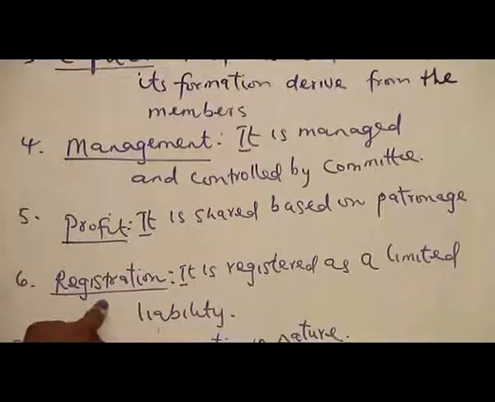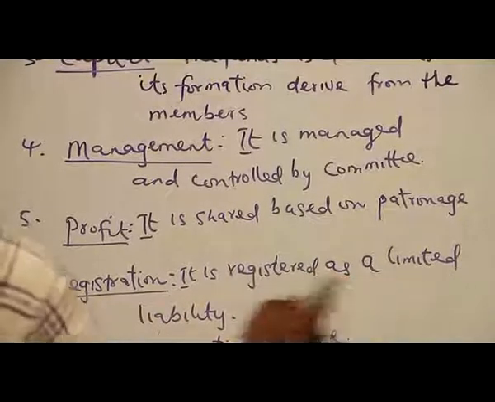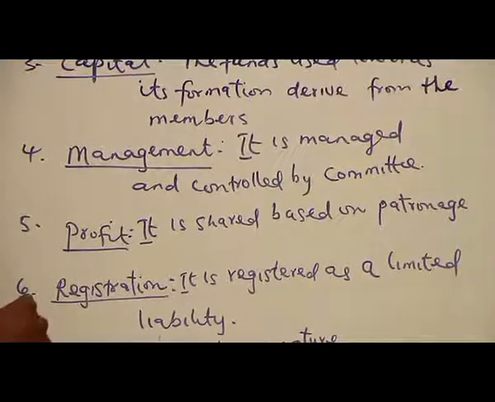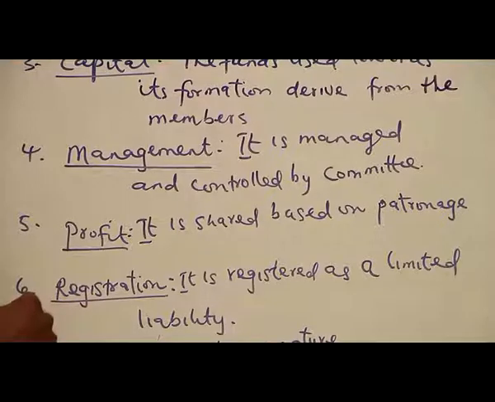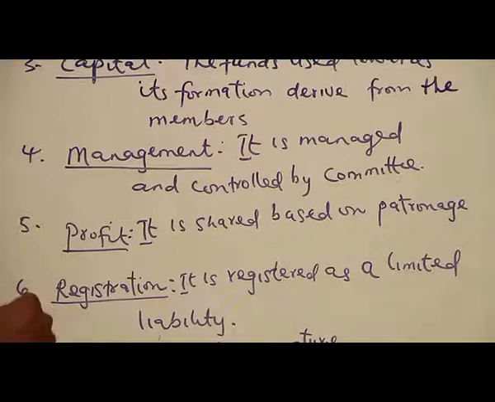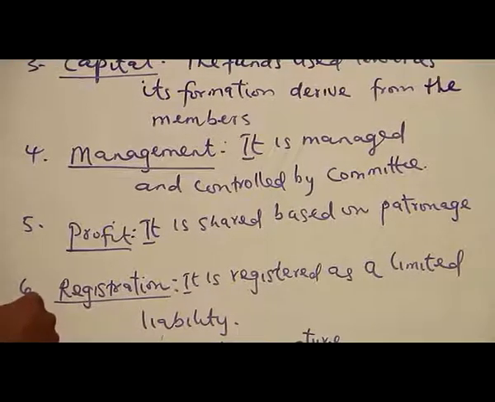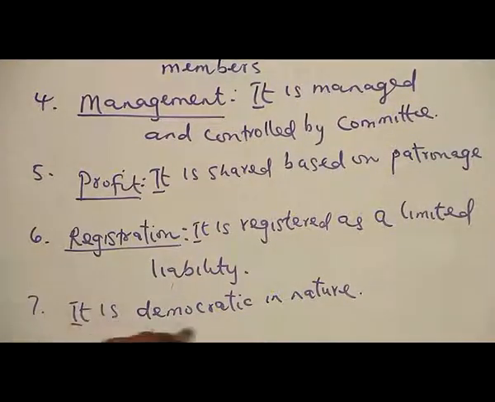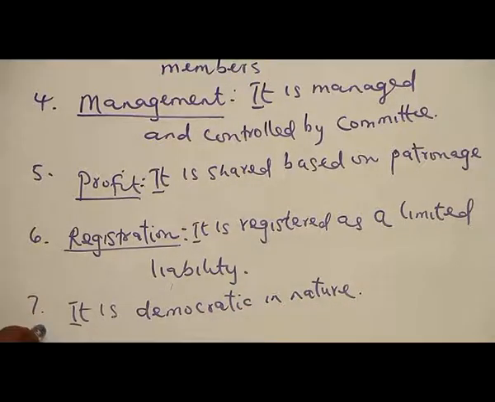Number 6, registration. It is registered as a limited liability. That is, in cooperative society, they enjoy what we call limited liability, like the limited company that we have explained. So here, each member will not lose more than the contribution toward the formation of the society. Then the last one, number 7, it is democratic in nature. That is, there is an element of democracy in cooperative society, where they apply 1 man, 1 vote. It is not your capital that will determine your votes.